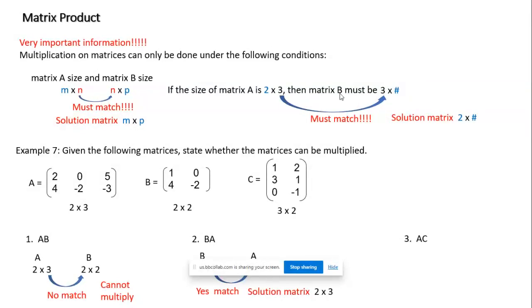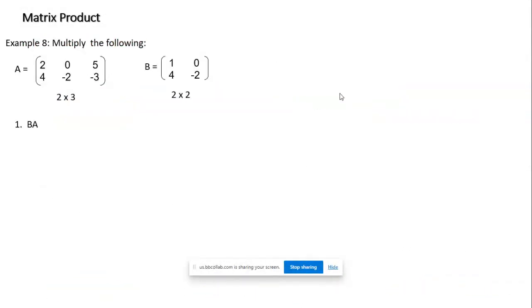How about this last one, AC? I want to multiply matrix A, which is a 2 by 3 matrix, with C, which is a 3 by 2 matrix, and we see that the columns of the first match the rows of the second, so it is a match. So yes, we can multiply, and the product is going to be a 2 by 2 matrix. The rows of the first with the columns of the second. Okay? All right. So now that we know that we can multiply these, let's go ahead and multiply this.